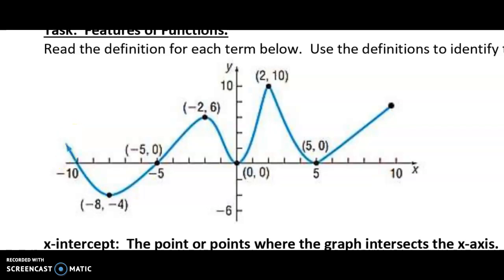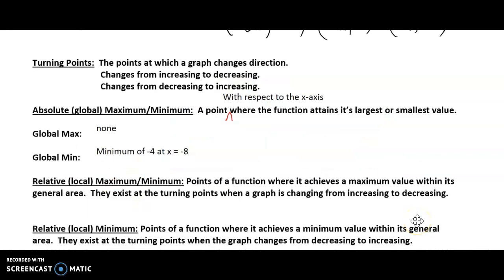All right, but there is a min, a global minimum. So the lowest value that this graph goes with respect to the y-axis is right here. Right? So this is the lowest point of this graph. So this is where a global min is going to be identified. All right, so while there's no global max, there is a global min.